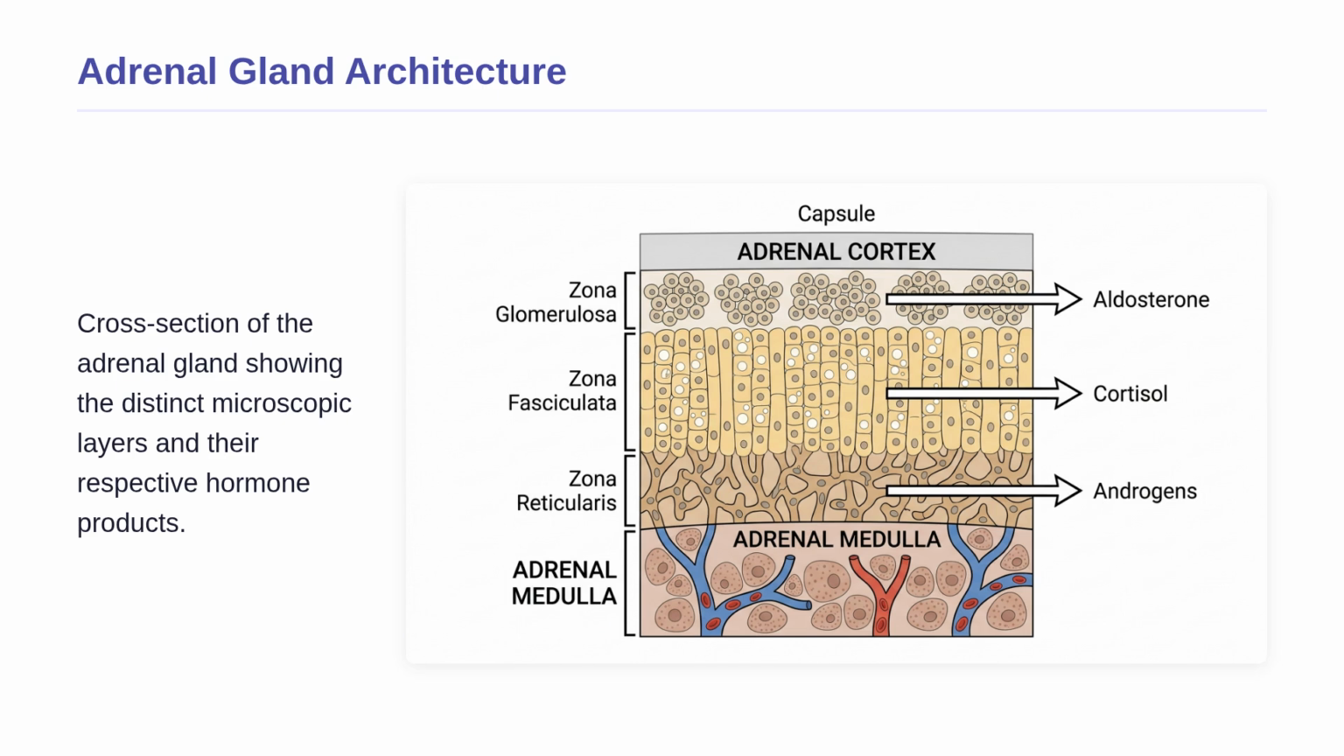Below that is the branching network of the zona reticularis, producing androgens. Finally, at the very bottom, we reach the adrenal medulla, packed with blood vessels ready to receive adrenaline. This diagram perfectly illustrates the layered factory of stress response.